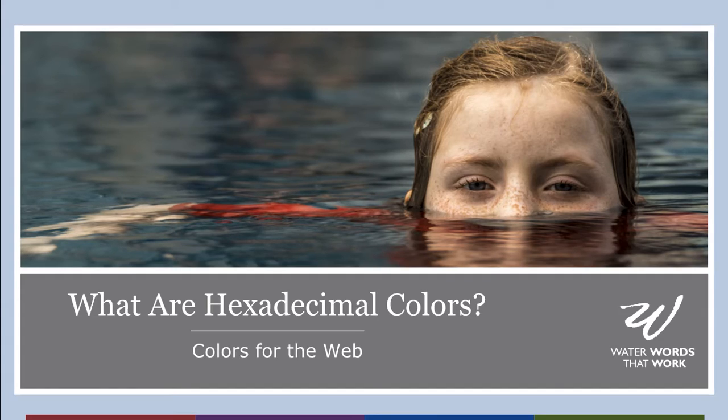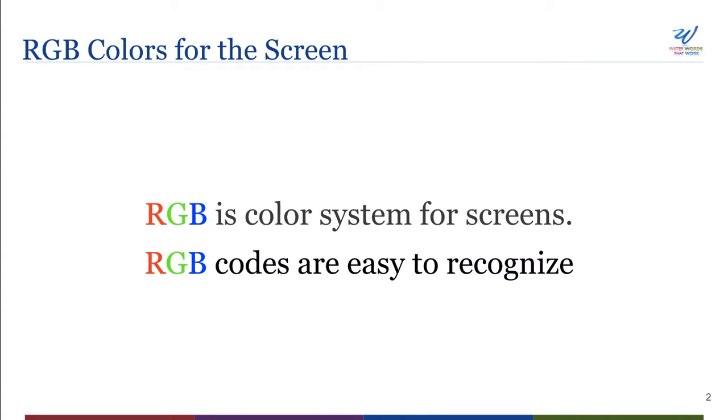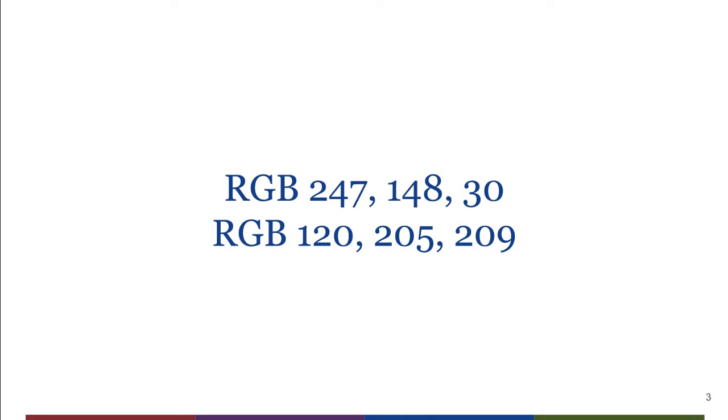So what are hexadecimal colors? Hexadecimal colors are colors for the web. Hexadecimal refers to a way of recoding the numbers so that they're easy to use in computer programming. So now when you're on the web, you're on a screen, and RGB is the color system for screens, and the straight up RGB code is pretty easy to recognize.